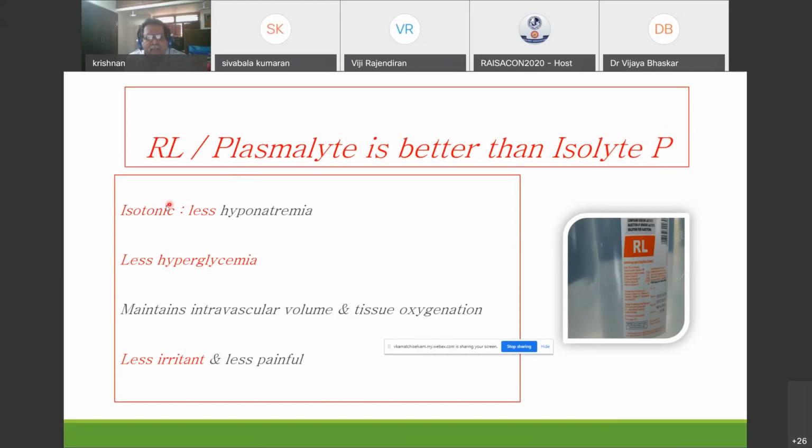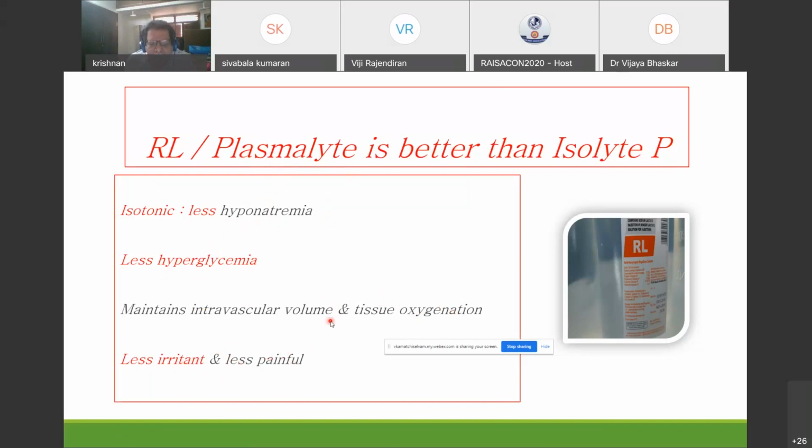So the advantages: Ringer lactate is isotonic, so it produces less hyponatremia and less intracerebral edema. Ringer lactate doesn't have as much dextrose as Isolyte P, so the problems of hyperglycemia are not there. Ringer lactate stays intravascular because of the isotonicity. It improves tissue oxygenation. Because the potassium content of Ringer lactate is only 4, compared to Isolyte P, which is around 20, it is less irritant and less painful.